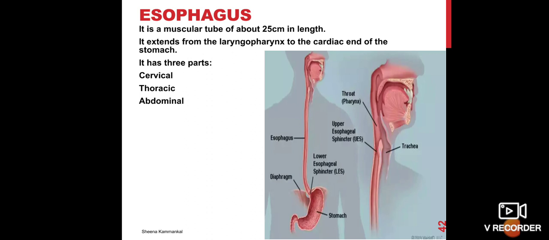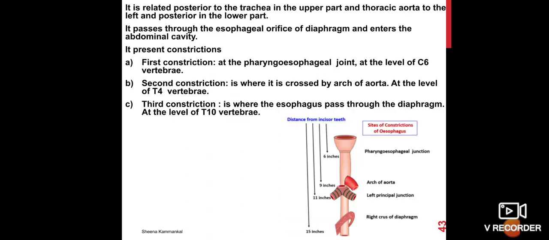Total length is 25 centimeters. It is related posterior to the trachea in the upper part, and to the thoracic aorta on the left in the lower part. That means just in front of the vertebral column, you can identify the pharynx and its continuation, the esophagus. In front of the pharynx and esophagus, there lies the trachea. So the two tubes which are very close to the vertebral column are the trachea and esophagus.